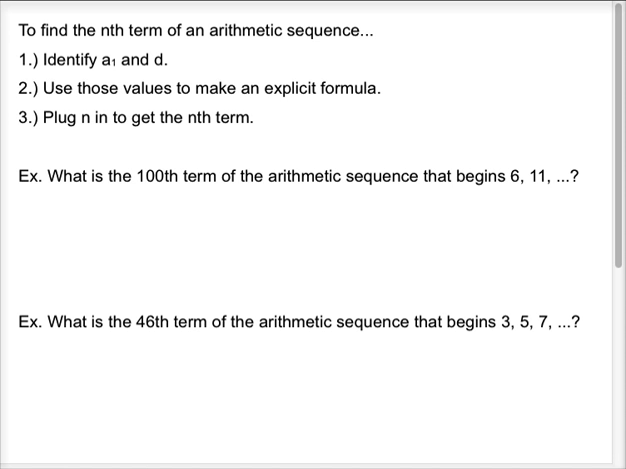You want to use those values to make an explicit formula, okay? More often than not, we're talking about explicit formulas. And then we want to plug n in to get the nth term.